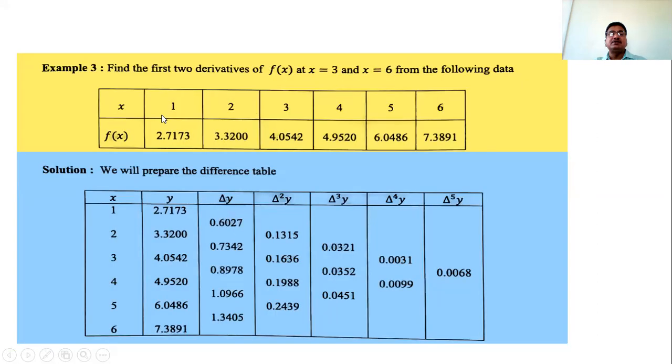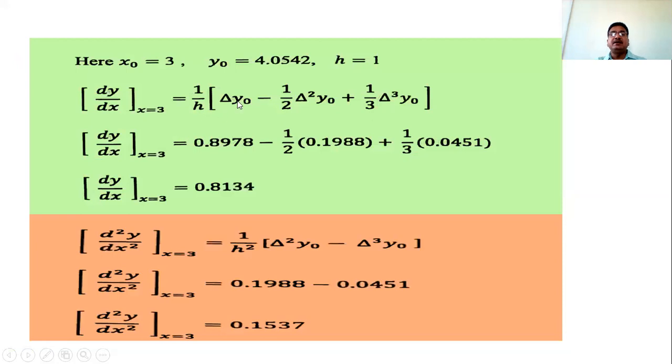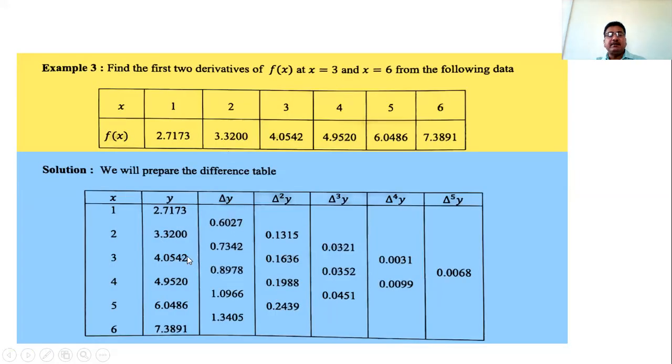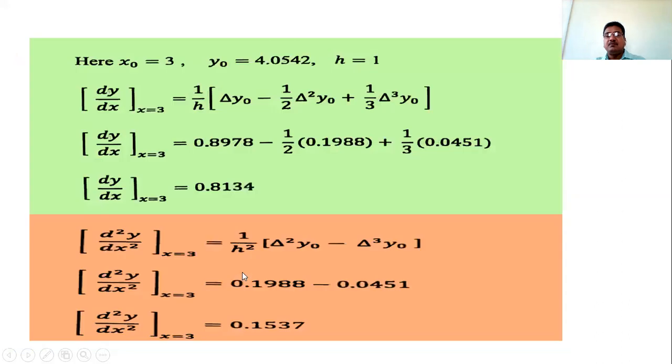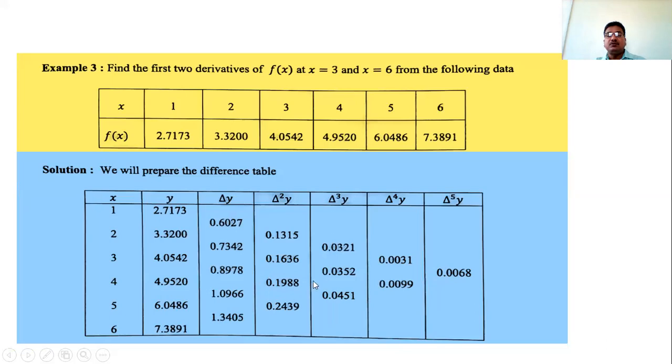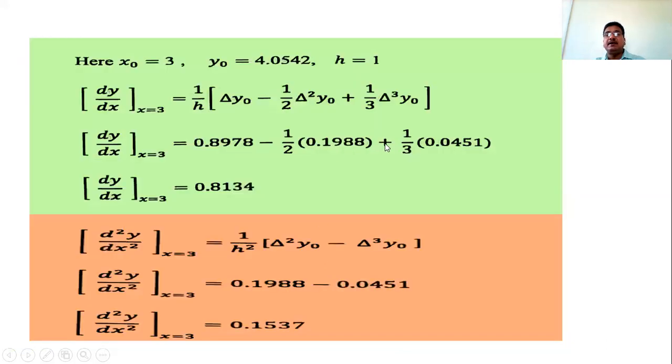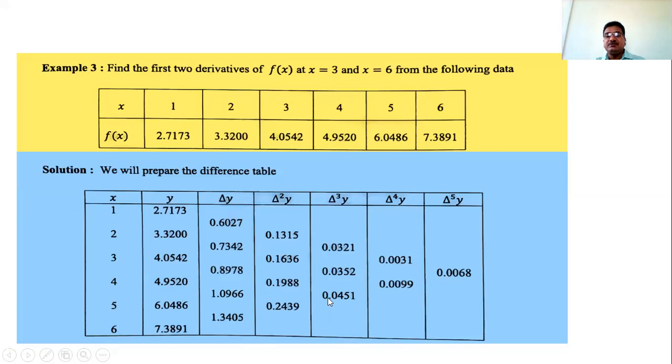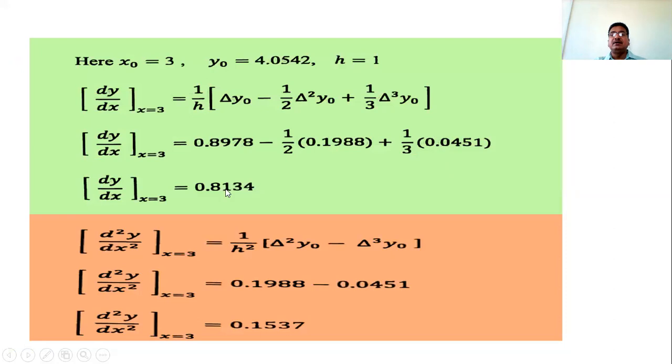h is 1 because the values are 1, 2, 3, 4, 5. The common difference is 1, so h is 1. Delta y naught is 0.8978. Then minus 1/2 delta square y naught, which is 0.1988. And delta cube y naught is 0.0451. Calculating all of this, we have the answer 0.8134.